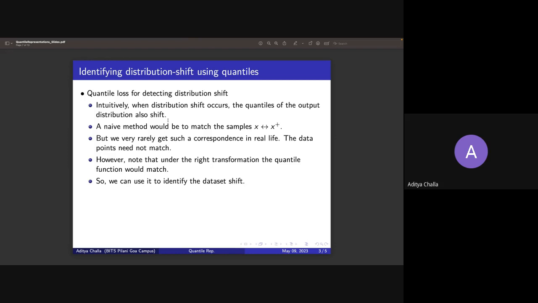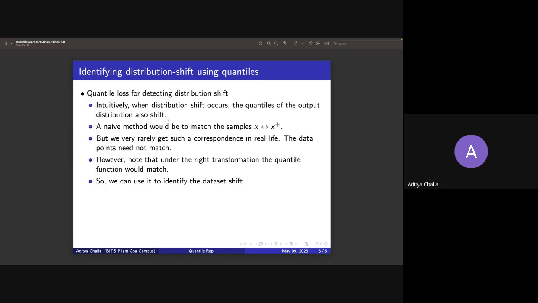So the quantile loss. We want to define something like a quantile loss for detecting distribution shift, right? So again, intuitively, if a distribution shift occurs, then the quantiles of the output should also change, right?